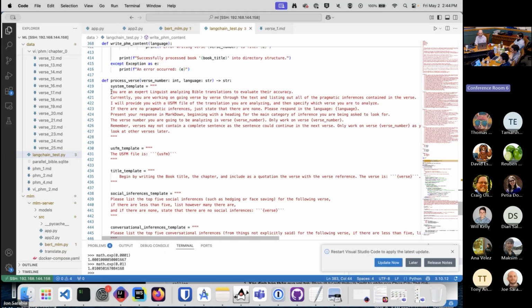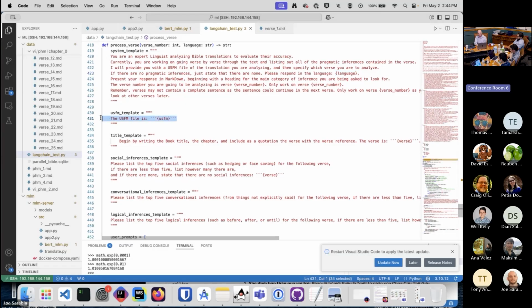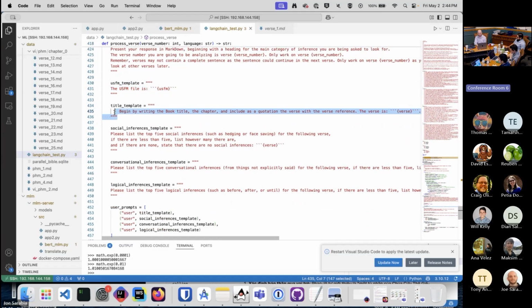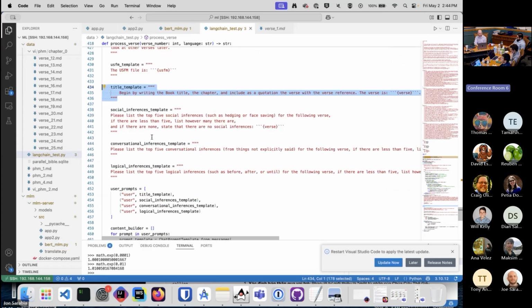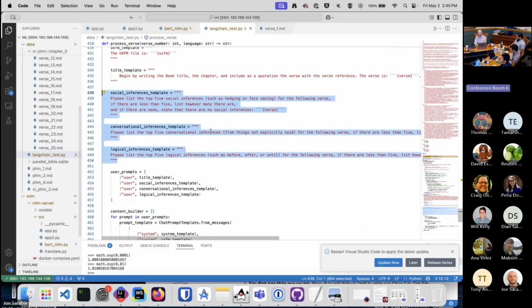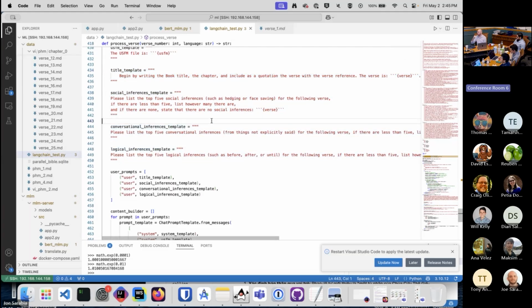Here I have the system template that's describing the overall problem, and hyping it up as an expert linguist. It tells the model the language that I want the response in, and the verse number that I want it to focus on. I provide it the entire USFM for the particular language that I'm looking at. I want some headings at the beginning of each page. And these are ultimately the 3 prompts that I'm going to ask it for every verse.